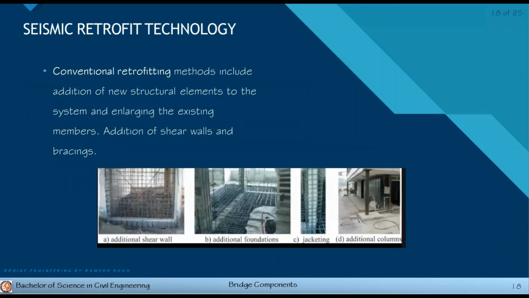So we have conventional retrofitting methods. It includes addition of new structural elements to the system and enlarging the existing members. So addition of shear walls and bracing. So for conventional retrofitting methods, we have additional shear walls. You can see the picture. Additional foundation, jacketing, and additional columns.